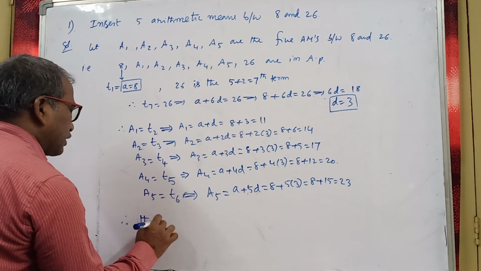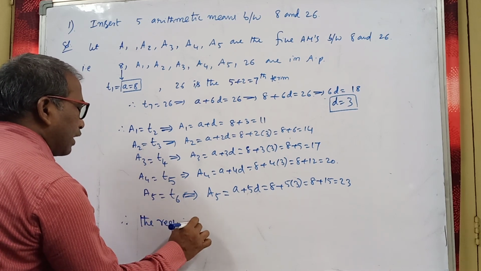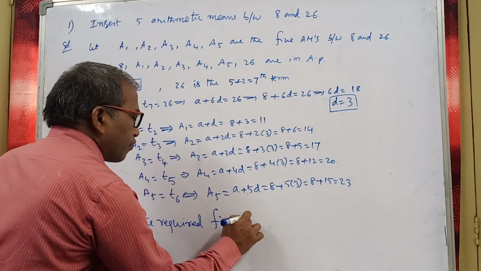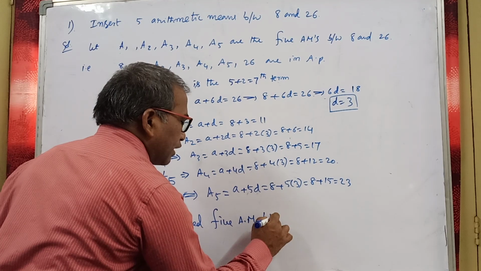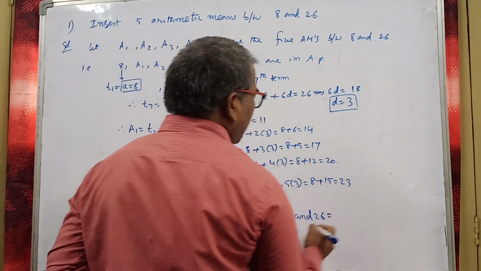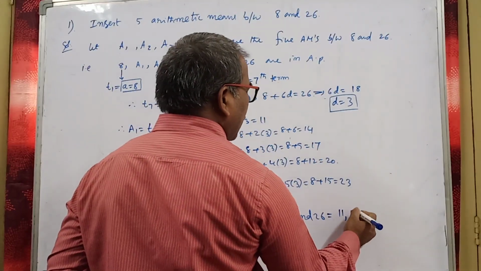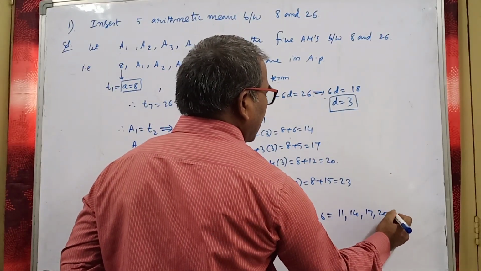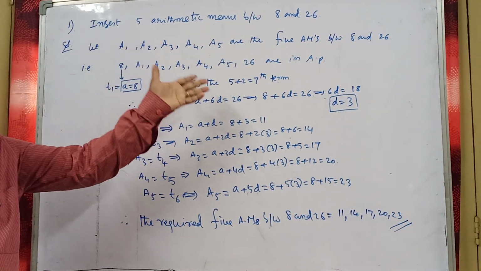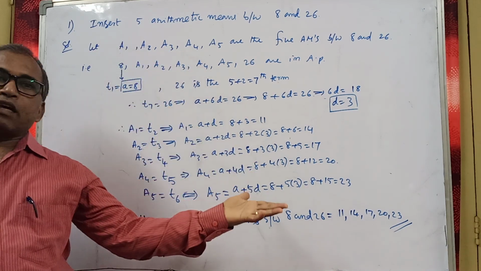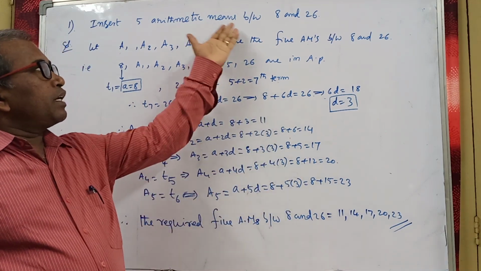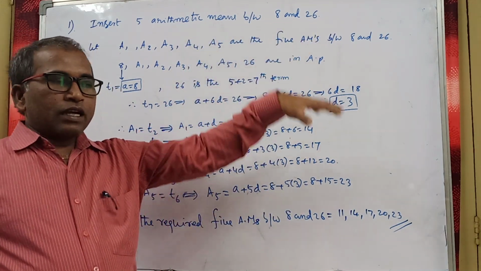Therefore, the required arithmetic means. You must always give a conclusion. The required 5 arithmetic means, 5 AMs between 8 and 26, are 11, 14, 17, 20, 23. Like that we can insert 5 arithmetic means, 10 arithmetic means, 7 arithmetic means, 20 arithmetic means, any number of arithmetic means between two given numbers. Okay, copy this.